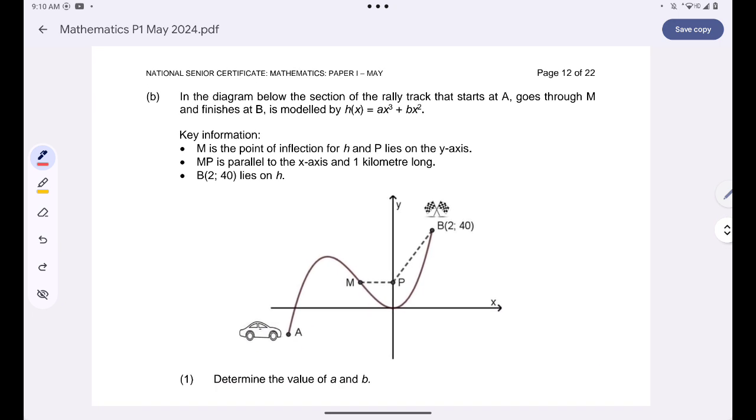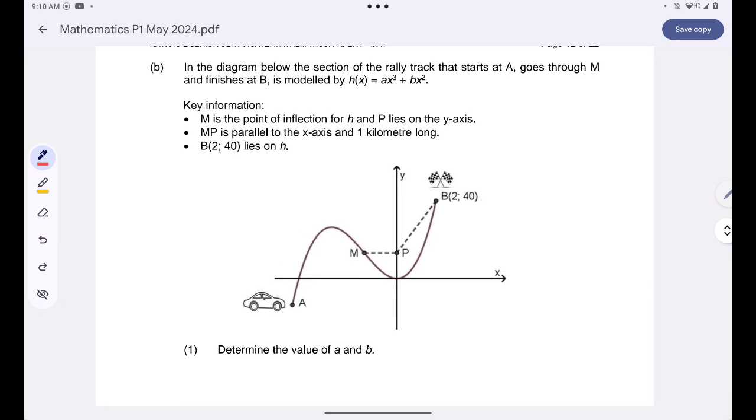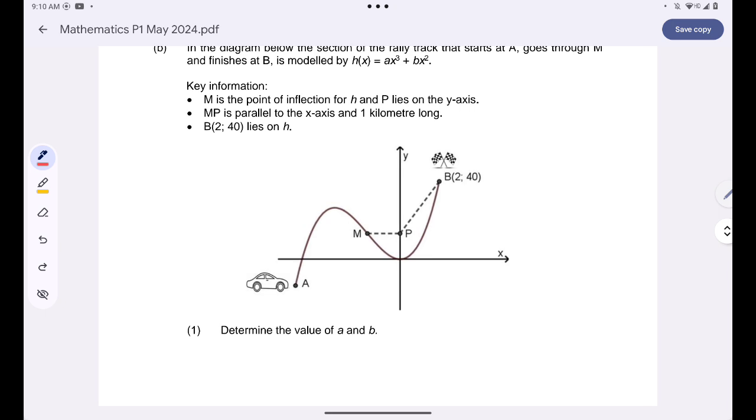Okay, and then secondly, we are told that in the diagram below, the section of the rally track that starts at A, goes through M, and finishes at B is modeled by h of x. Then we are given the key information. We are told that M is the point of inflection of h, and P lies on the y-axis. MP is parallel to the x-axis and 1 kilometer long.